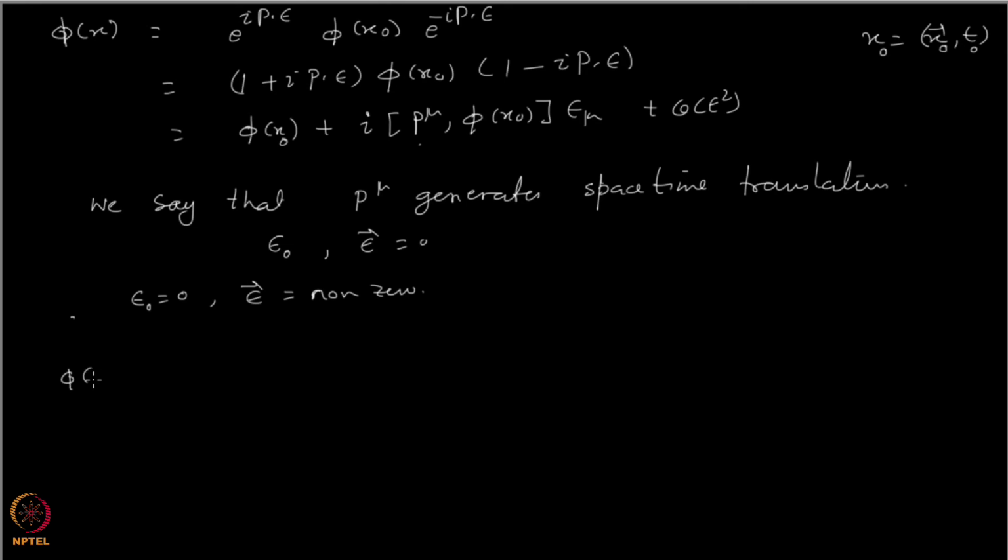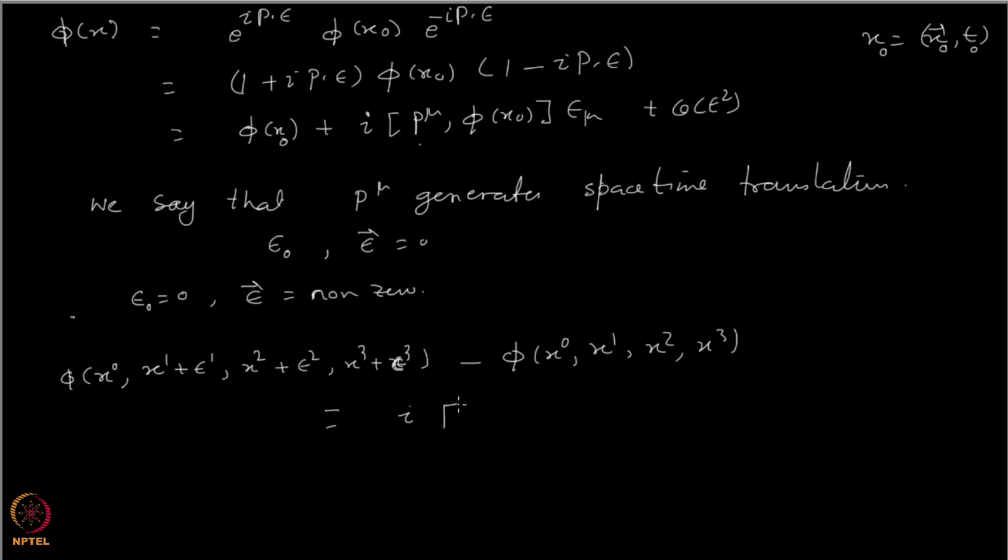Then you get phi of x naught is fixed, and here I have x1 plus epsilon 1, x2 plus epsilon 2, x3 plus epsilon 3, minus, so time is again kept at the same value. What would that be? I have just taken the difference, and I have i p dot epsilon phi x naught, and so I can put a dot here.